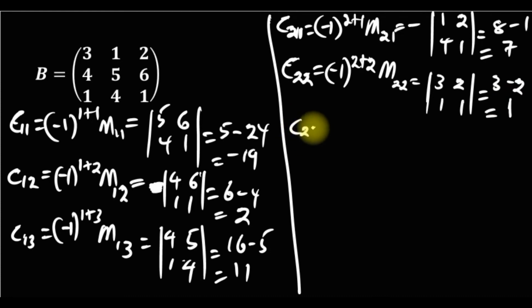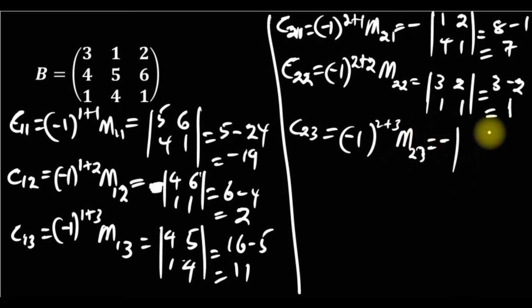C23 is minus 1 to the power 2 plus 3, M23. So which is minus the second row, third column: 3, 1, 1, 4. So which is now 1 minus 12, which is minus 11.